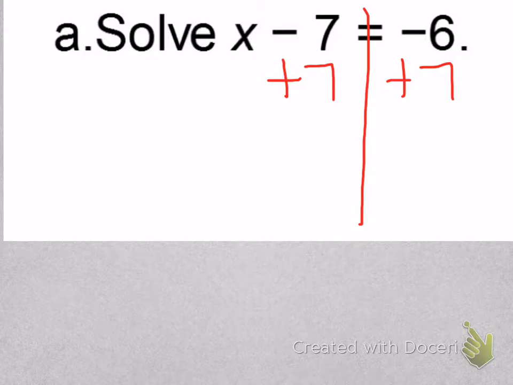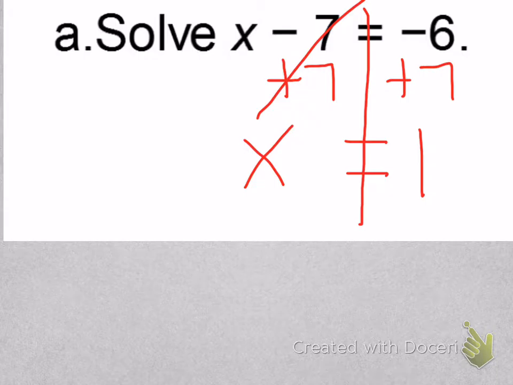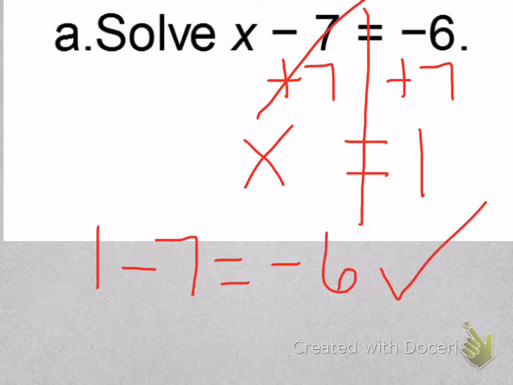What you do to one side, you do to the other. So negative 7 and positive 7 cancel out, and we're just left with x on the left-hand side. That's our goal, to isolate x, to get the variable by itself. And then negative 6 plus 7 is positive 1. We should always check: is 1 minus 7 equal to negative 6? If it does, then we are doing great.